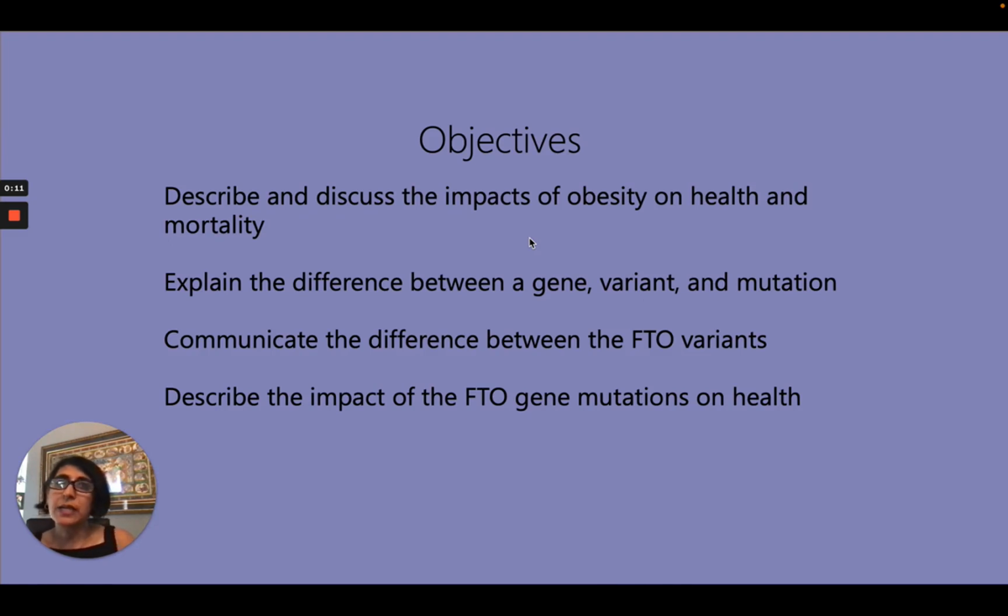The objectives that will be covered today are: describe and discuss the impacts of obesity on health and mortality, explain the difference between a gene, a variant, and a mutation, communicate the difference between the FTO variants, and describe the impact of the FTO gene mutations on our health.